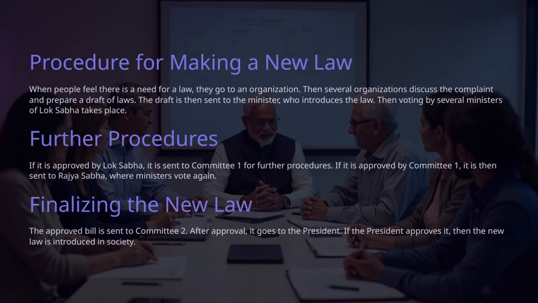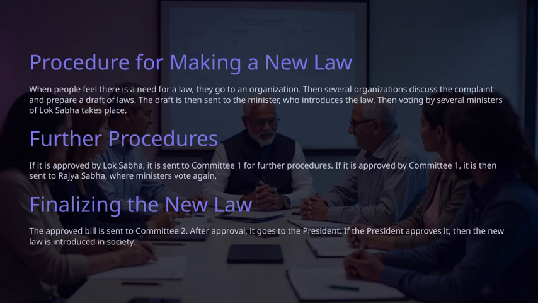lower house of parliament. If the bill gets approval in the Lok Sabha, it moves to the next stage, which involves Committee 1. This committee reviews the bill in detail and makes further recommendations. Once Committee 1 approves it, the bill is sent to the Rajya Sabha, or the upper house, where ministers vote again. After passing through the Rajya Sabha, the bill is sent to another committee, Committee 2, for final review. If this committee approves the bill, it is then forwarded to the president. The president's approval is the final step, and once given, the new law is officially introduced into society.